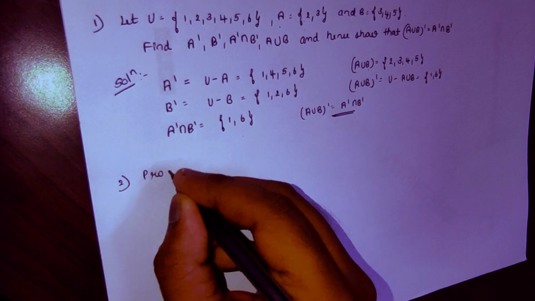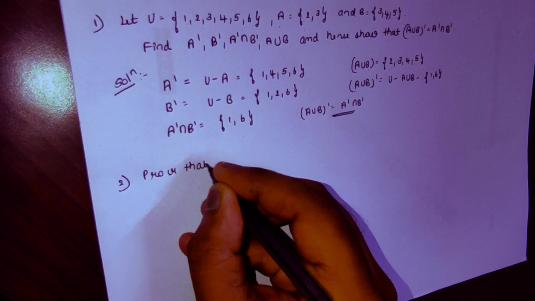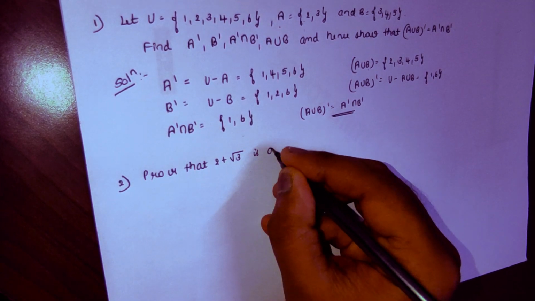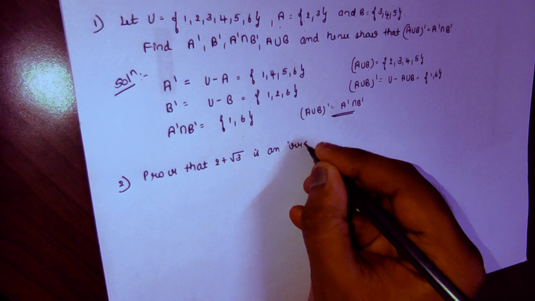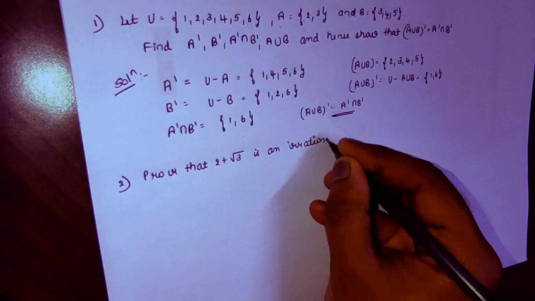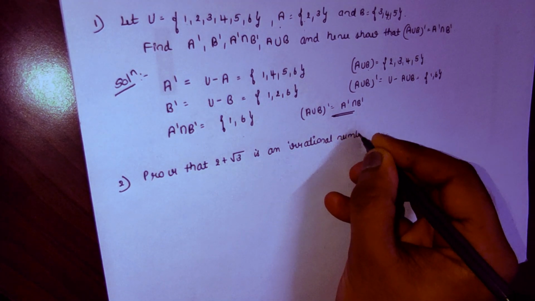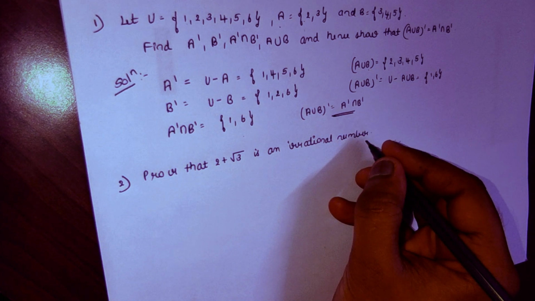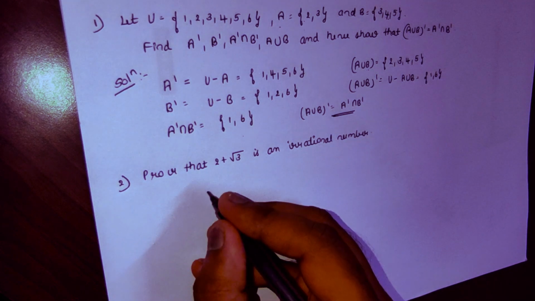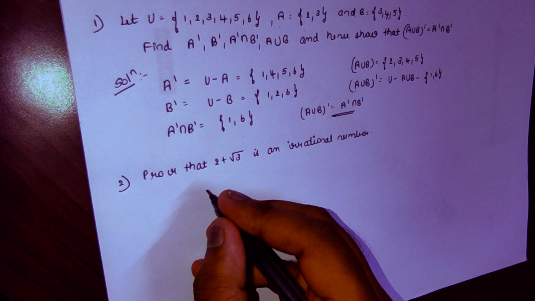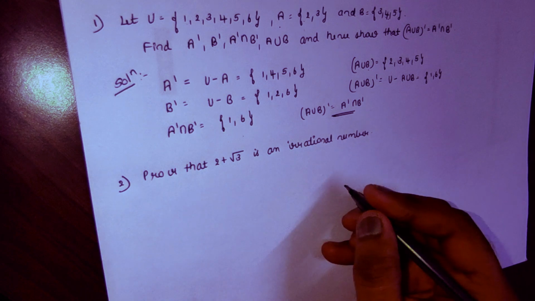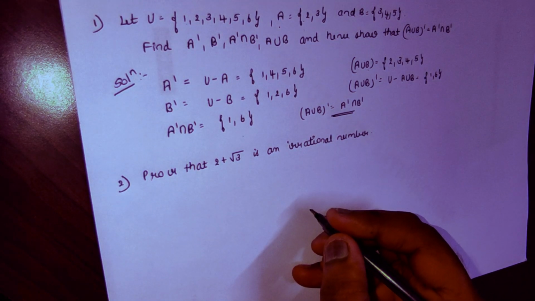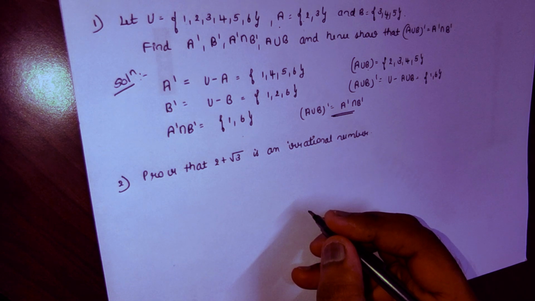Prove that 2 plus root 3 is an irrational number. This is a proof by contradiction. We have to take the contradiction as an assumption, then prove that it is wrong. By assuming that, we will get that our contradiction is wrong, so we can prove that 2 plus root 3 is an irrational number.